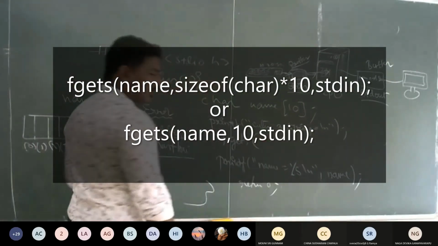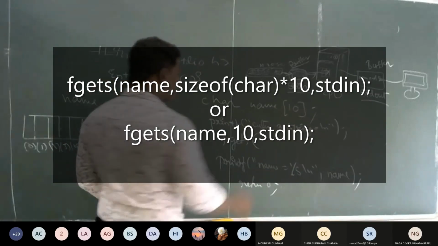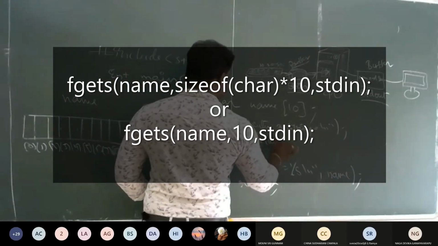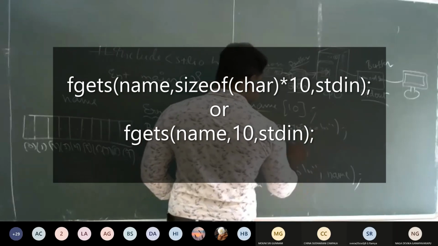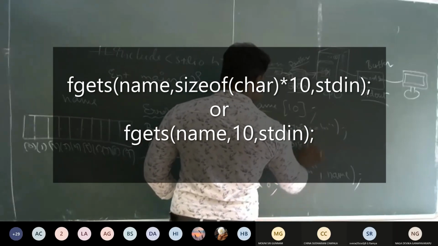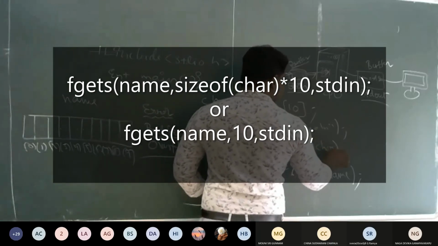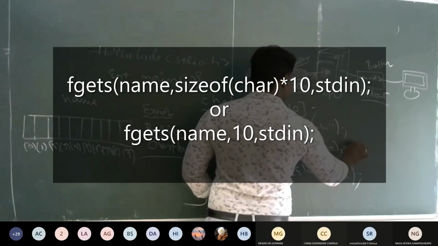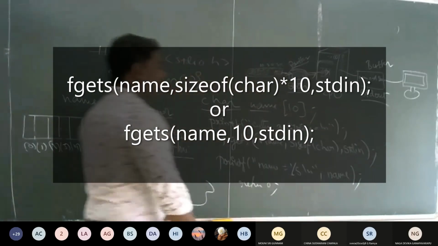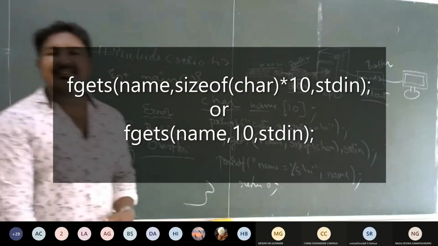This fgets has 3 parameters actually. The first one is the name of the array, that is name, and the second one is the size of its data type. What is the size of its data type? Char. Then you have to write stdin. That is how you write this fgets.